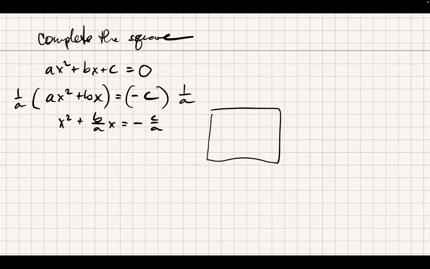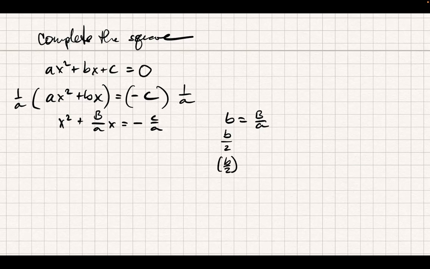B equals b over a. Okay, so this is a different meaning of b, right? If it makes you more comfortable, I can call this capital B. Math is case sensitive. So what else do I need? I need B over 2, and I need B over 2 squared.